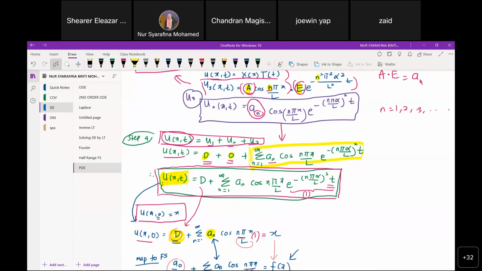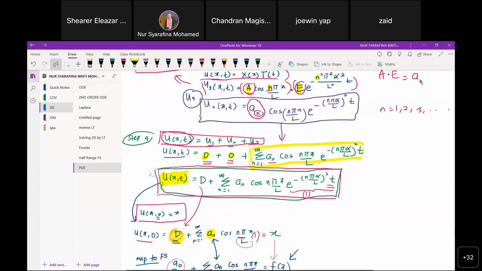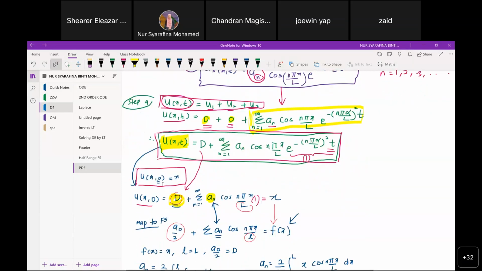And this is a form of a Fourier cosine series, where it involves cos. In a Fourier cosine series, we have a naught over 2 plus summation of a_n cos(n pi x over L) equals f(x). Comparing these two, a naught over 2 equals d, a_n equals a_n, L equals L, and f(x) equals x.